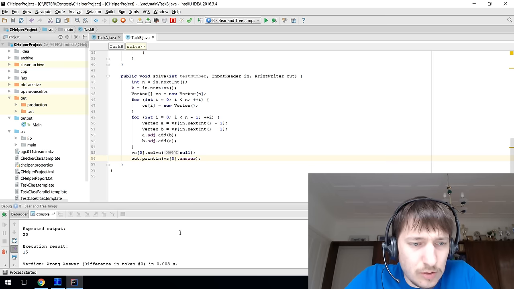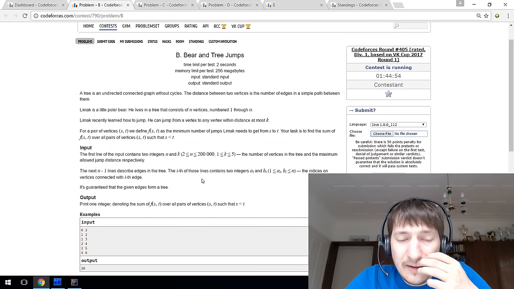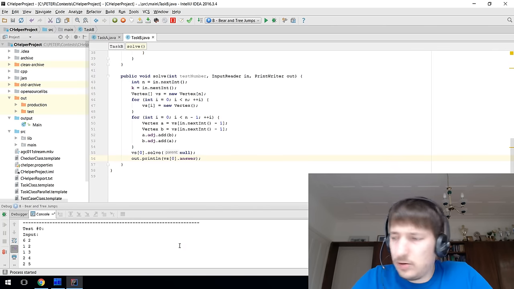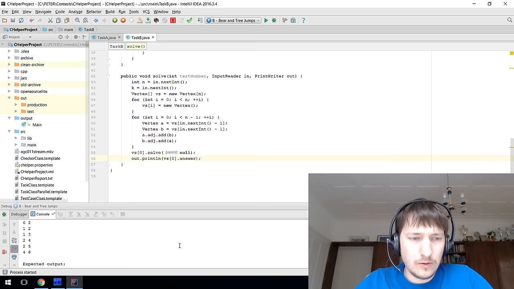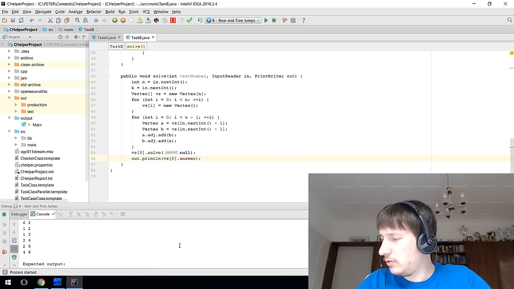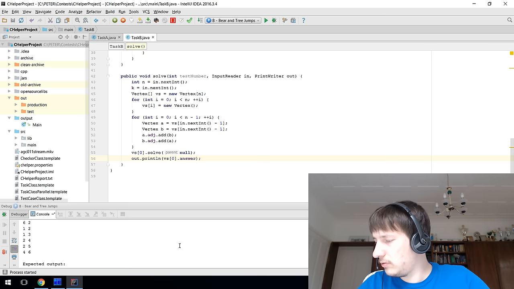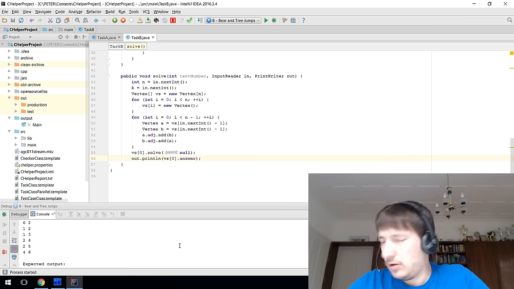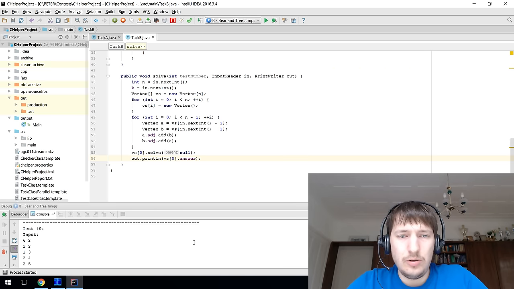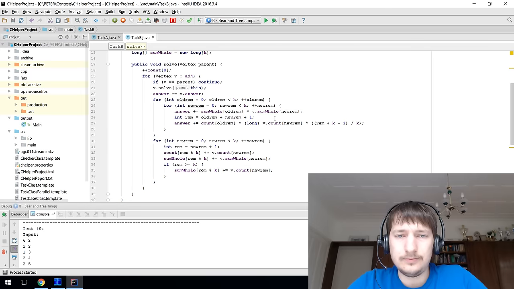Here k equals 2, and the graph is 1 2, 1 3, 2 4, 2 5, 4 6. Okay, so there is a chain of length 5 and an extra dangling vertex in the middle, and k equals 2. Okay. So why would it be incorrect?